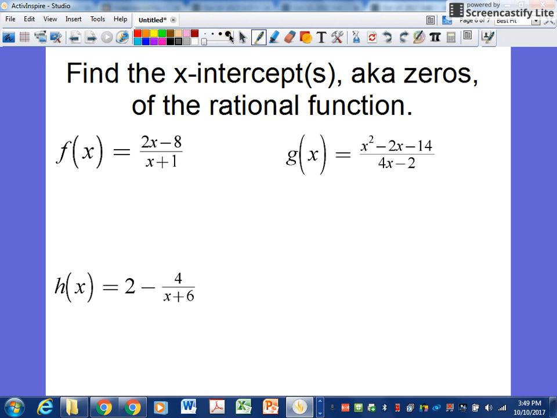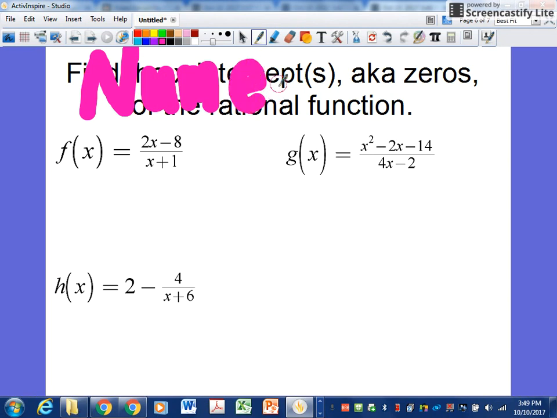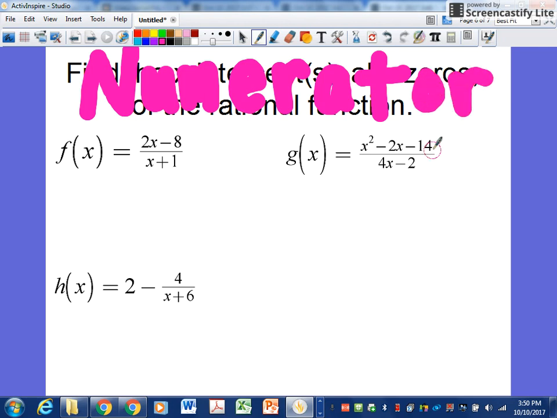So let me write that down here in big and pink. We're only concerned, well, that's too big. We're only concerned with the numerator whenever we're finding the x-intercepts. Numerator. That's pretty thick, huh? Numerator. That's all we're concerned about. We're going to solve the numerator in each of these cases whenever we're finding the x-intercept. So we don't care about the denominator. We only care about the numerator.